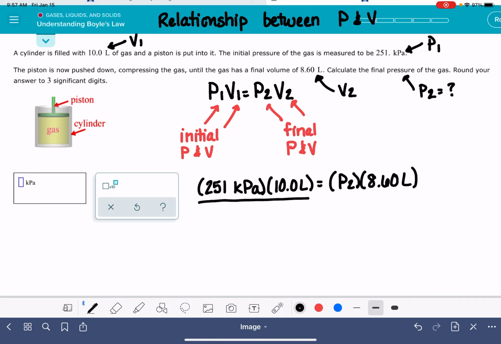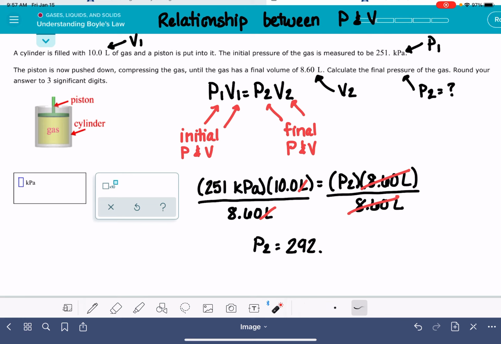We can divide both sides by 8.60 liters. And this will cancel out the 8.60 liters on the right-hand side. We should use a different color there, and it'll cancel out the liter unit on the left-hand side. So our answer will be having units of kilopascals. 251 times 10 divided by 8.6. And so that means that our P2 is 292.